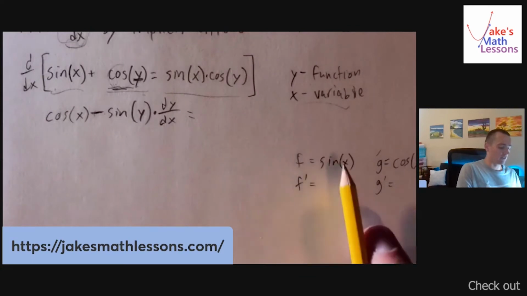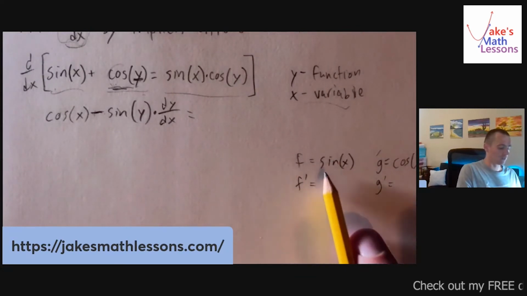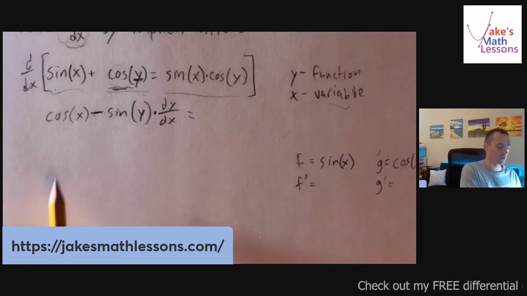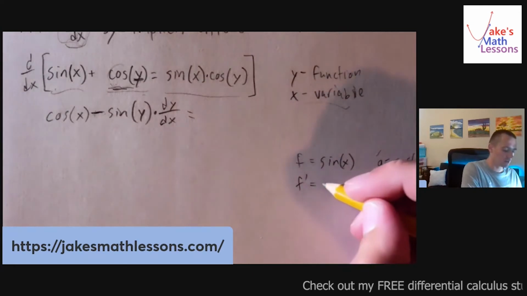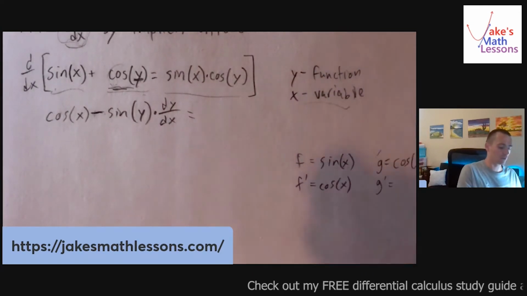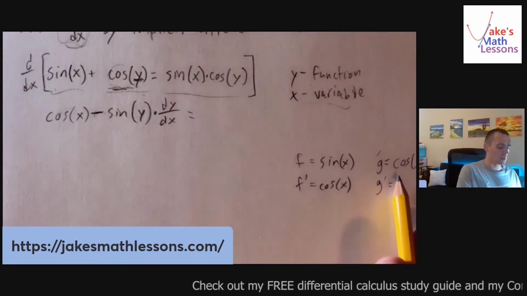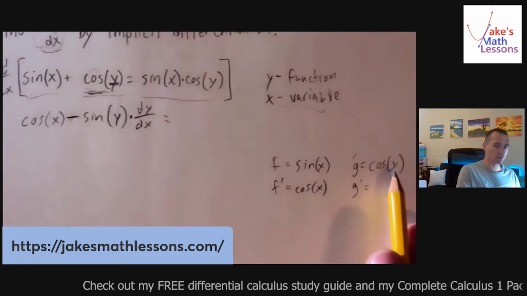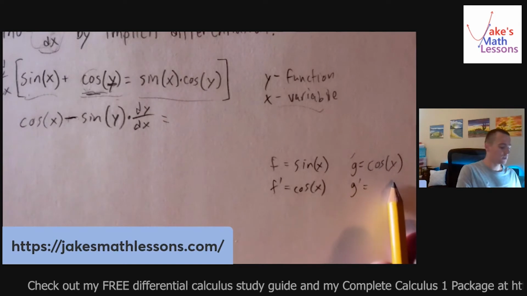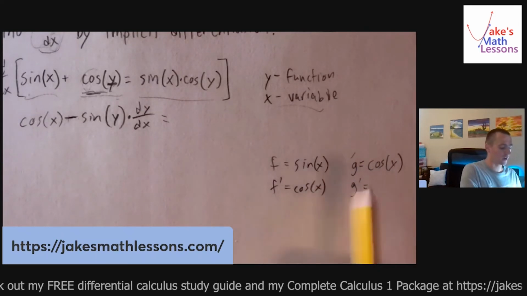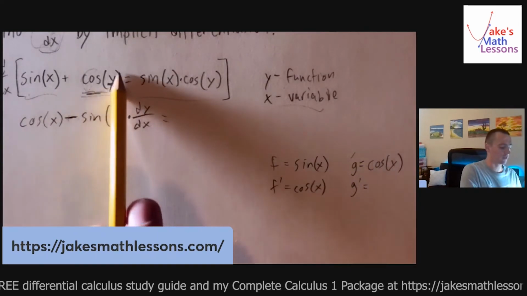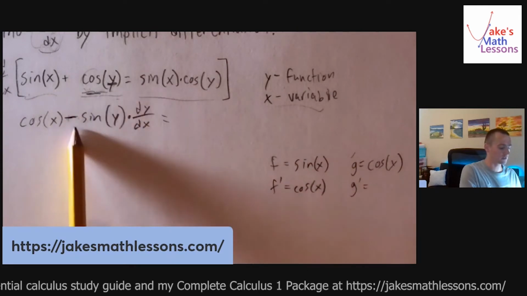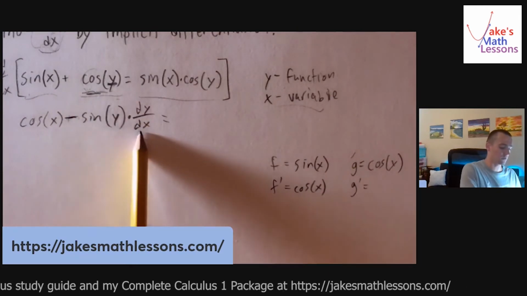Then we need to find the derivative of each of these terms. So the derivative of sine x, just like we found over here, is just going to be cosine of x. When you only have your variable, there's nothing weird you need to worry about. But then to find the derivative of cosine y, again, we're doing the derivative of cosine y with respect to x. So we actually already found that right here. Remember, the derivative of cosine y with respect to x is going to be negative sine of y times dy dx.